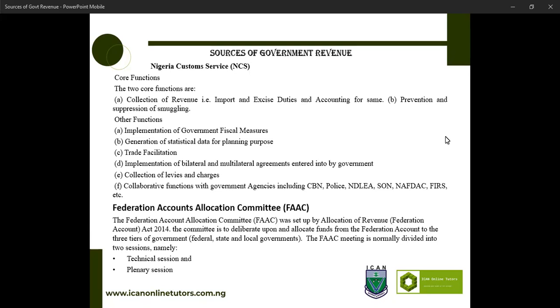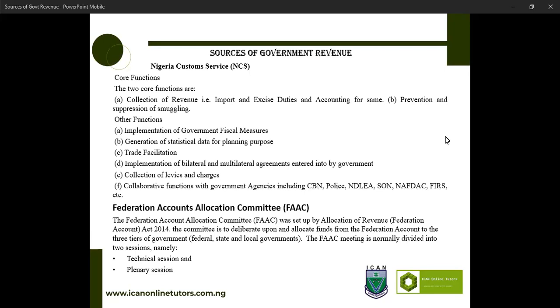What is the function of the CBN together with NCS? So it's the CBN that will advise the Nigerian Customs Service on how to remit government revenue properly. Police also to enforce or to assist the NCS when they are finding any difficulty to bring into book any violators. NDLEA, the National Drugs Law Enforcement Agency, are also working together with the Nigerian Customs Service.